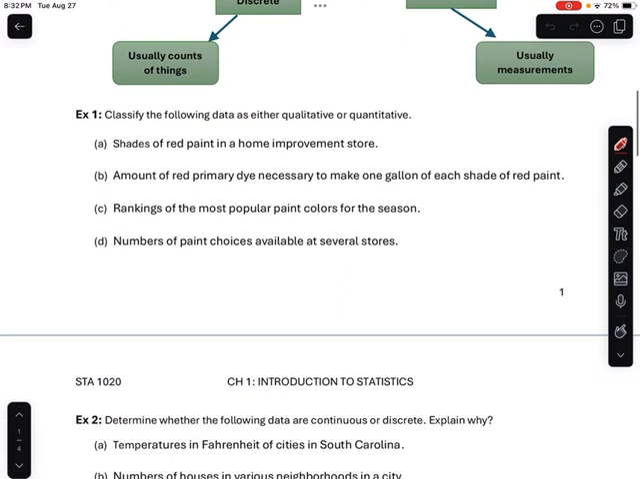Looking at this example, classify the following data as either qualitative or quantitative. Shades of red paint in a home improvement store. So what do you think? Shades will be like light red, dark red, crimson. There are different shades. So what are these? Names, labels. So this will be qualitative.